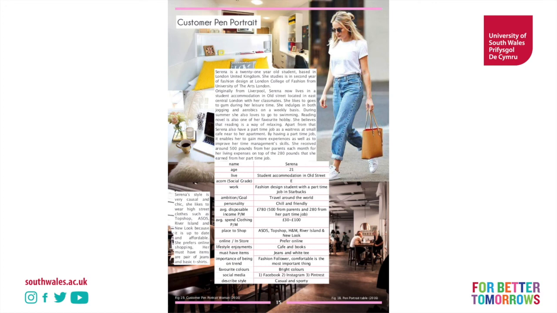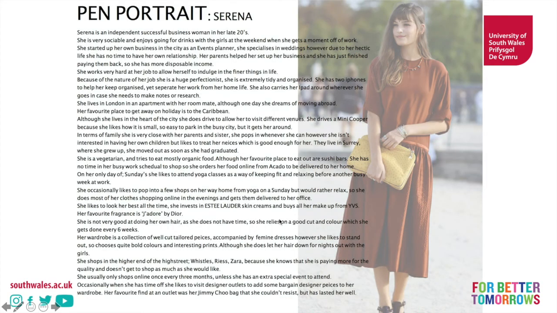So maybe I'm not 21 and live in London and have lots of cash, but I can definitely buy the jeans and the white t-shirt to make me feel like I'm a young, carefree person living in London. This is another one, and this is very narrative driven, written and presented as prose as opposed to stats. She's not very good at doing her own hair. That kind of indicates her priorities when it comes to her appearance. She doesn't have time because she's very busy, so she relies on a good cut and colour, which she gets done every 6 weeks. Crikey, that's often.